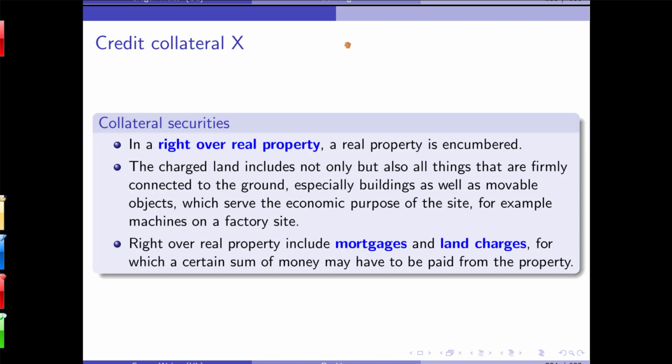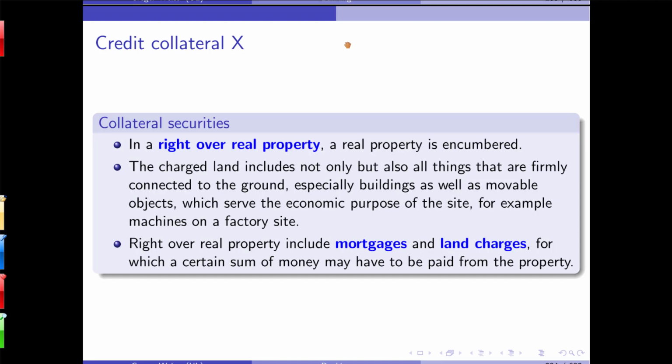Yes? Yeah, Hypothek and Grundschuld. We distinguish between Hypothek, which is a mortgage, and Grundschuld, which is land charge. I don't know if this exists in other legal systems, but we make a fine distinction between Hypothek and Grundschuld. Does anyone know what the difference is?